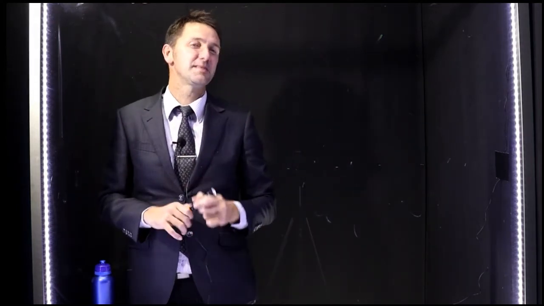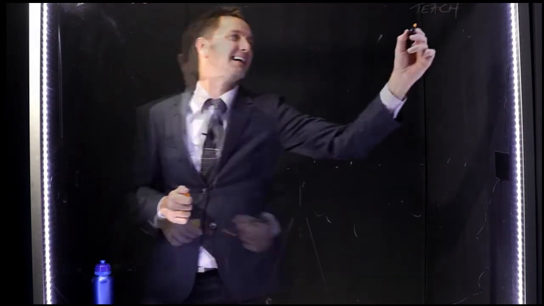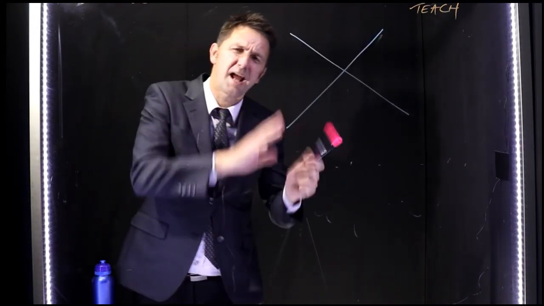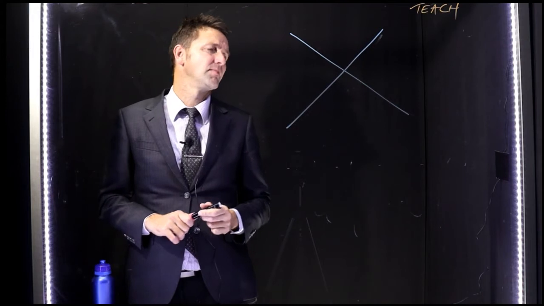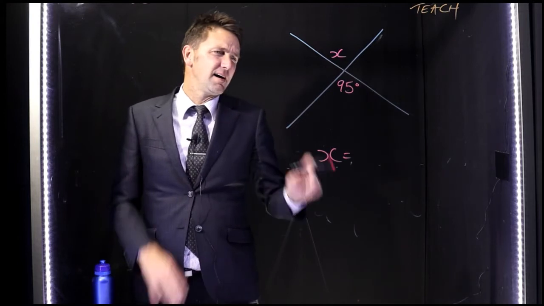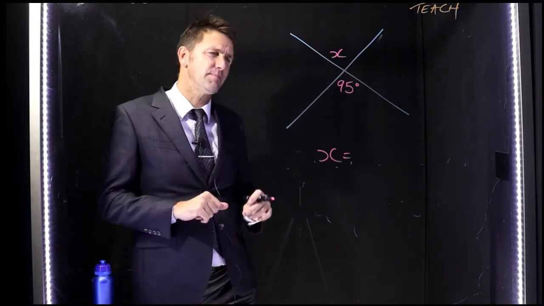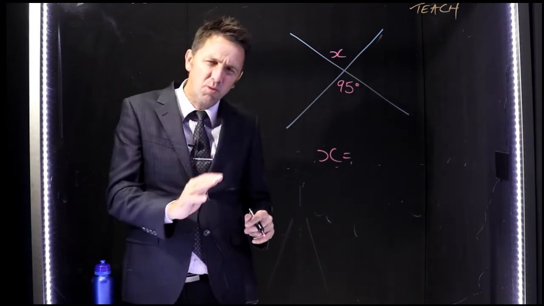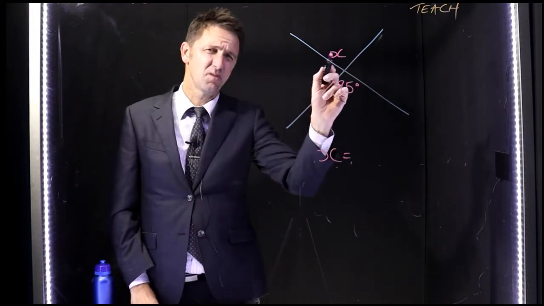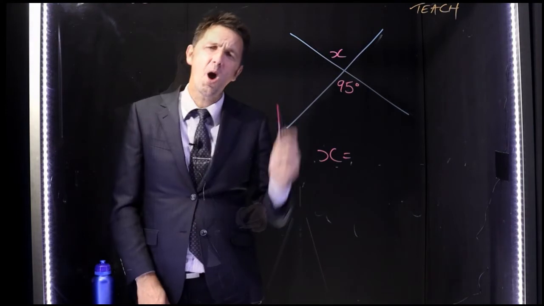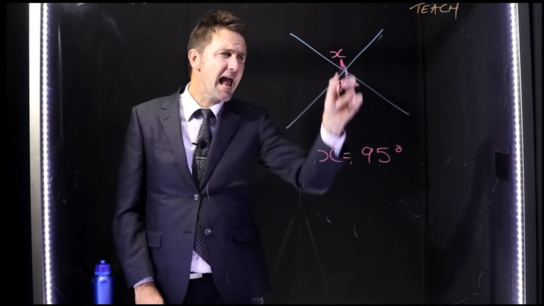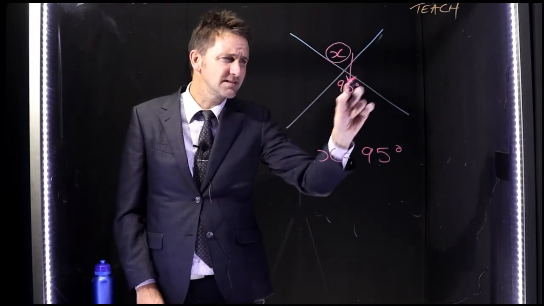So look, here's a question. We're in the teach phase. I'm going to show you how we use this knowledge. Here we go. I've got two straight lines intersecting. Now look. Because they're two straight lines intersecting, we're going to have equal and opposite angles. So this angle is 95. Now let's call this angle x. I know the value of x is actually 95 degrees because x is equal and opposite to 95.